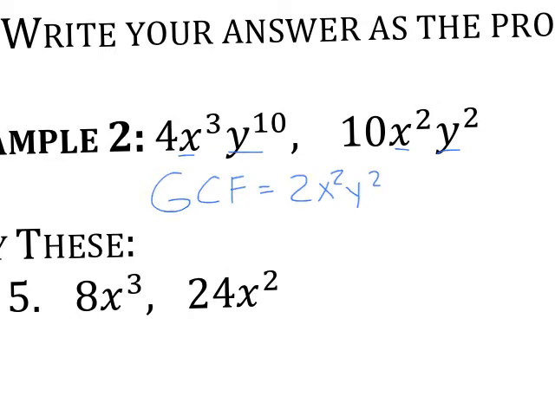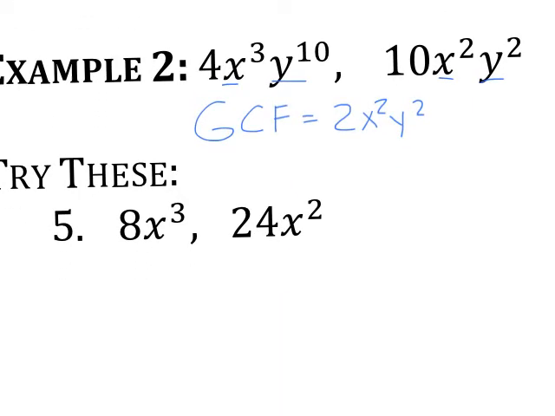Okay. Try number 5. What's the biggest number I can divide out of 8 and 24? 8. So I have 8. And then I have 3 x's and 2 x's, so I can take out 2 x's, x squared. 8x squared would be my GCF.